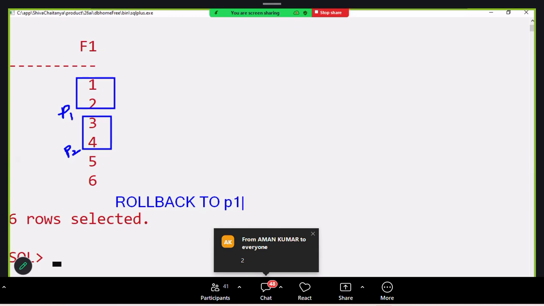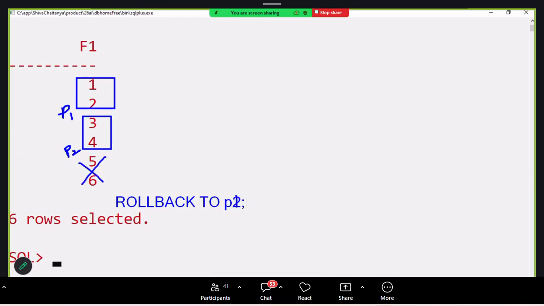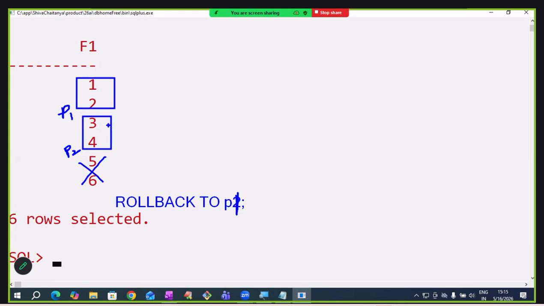Suppose I am writing roll back to P1, sir. How many actions will be cancelled? 4 actions. 3, 4, 5, 6 actions will be cancelled. Suppose I am writing roll back, sir. How many actions will be cancelled? All 6. The entire transaction will be cancelled. Are you understanding? That's it. Like this, we can cancel part of the transaction using save point names. If I write roll back to P2 here, this 5, 6 insertion will be cancelled. If I write roll back to P1 here, these 3, 4, 5, 6 actions will be cancelled.